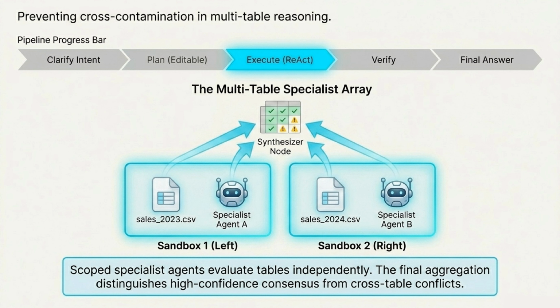But what happens if your query involves multiple tables? To prevent cross-contamination, TabClaw deploys a multi-table specialist array. It assigns scoped specialist agents to evaluate each table independently in their own isolated sandboxes. A synthesizer node then brings it all together, easily distinguishing high-confidence consensus from conflicting data.